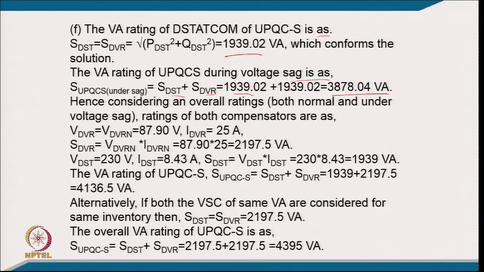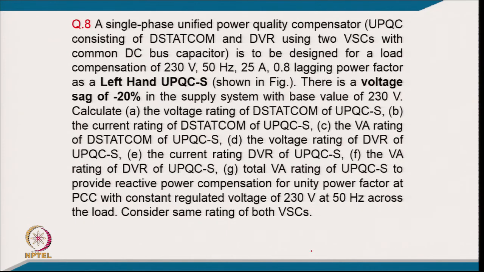Hence, considering the overall rating, under normal conditions the rating of the compensator is 89 into 25, that is 2197.5, and the DSTATCOM is 1939. So, the total rating of this is 4136.5. Actually, both VSCs are of the same VA rating, then the inverter rating is the same. So, S_DVR is equal to 2197 VA, and the overall rating will be the sum of both. So, that is 4395 VA.